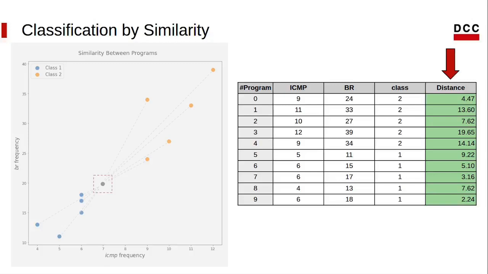Let's sort this list. K is the number of nearest neighbors that we will consider in our analysis. Let's set k equal to 5. So, we need to get the first 5 points in our sorted list. Here they are, the 5 points of interest. Note that class 1 is more frequent among our k neighbors. Therefore, C will be classified as a program of class 1.